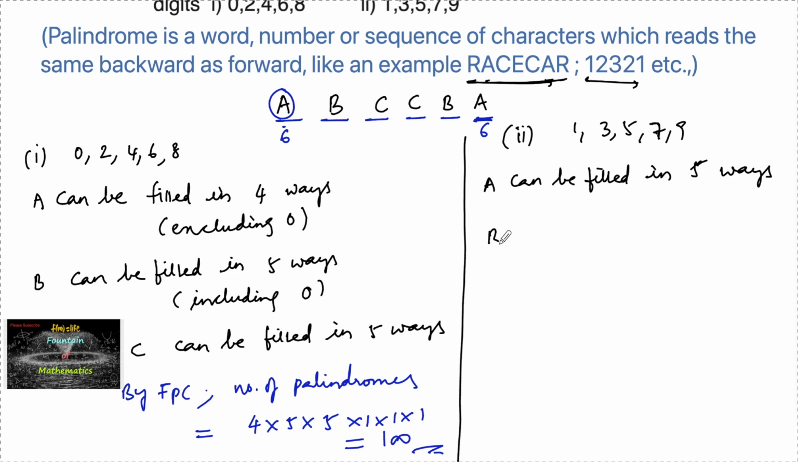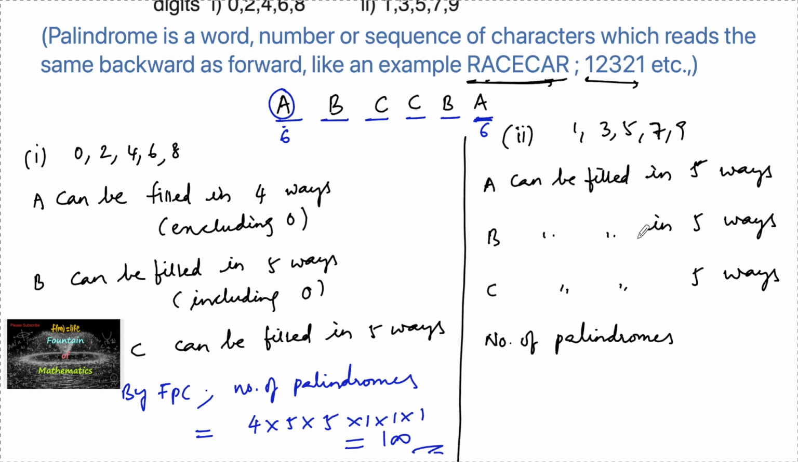And B can be filled in again 5 ways. The digits can be repeated. And C can be filled in again 5 ways. So the required number of palindromes in the second case, by using the digits 1, 3, 5, 7, 9, is nothing but 5 into 5 into 5, that is 5 to the power of 3, which is equal to 125. This is the answer. Okay, right.